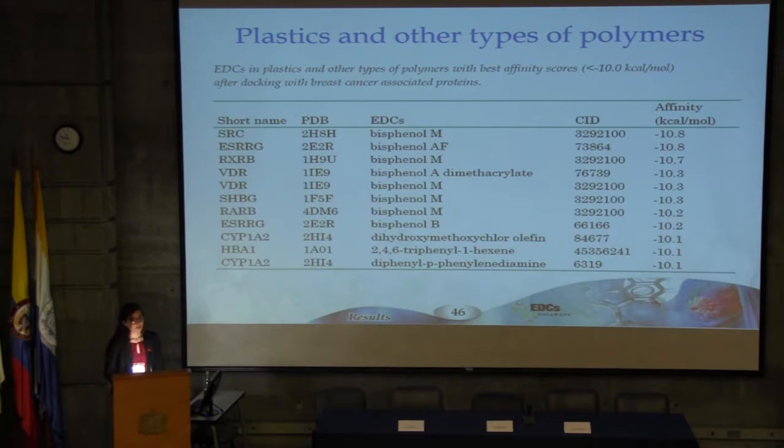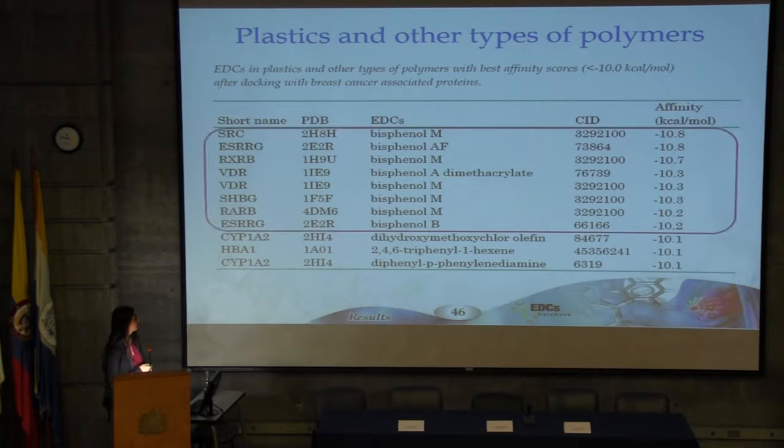In the case of plastics and other types of polymers, this is very interesting because the plasticizer that is more commonly studied is bisphenol A, but in this case I found that many analogs and substituents of bisphenol A also interact with breast cancer proteins and even with a higher affinity, which is very concerning, as when we go to the market we see the label that says BPA free, but probably it contains some of these molecules that could be even worse.